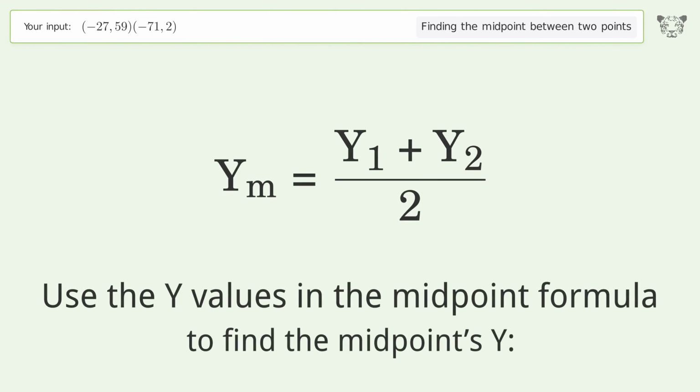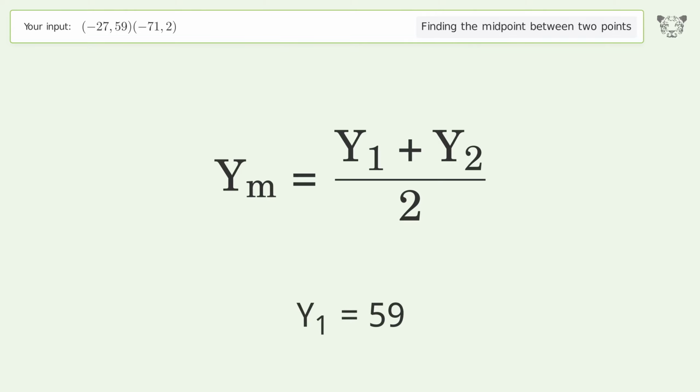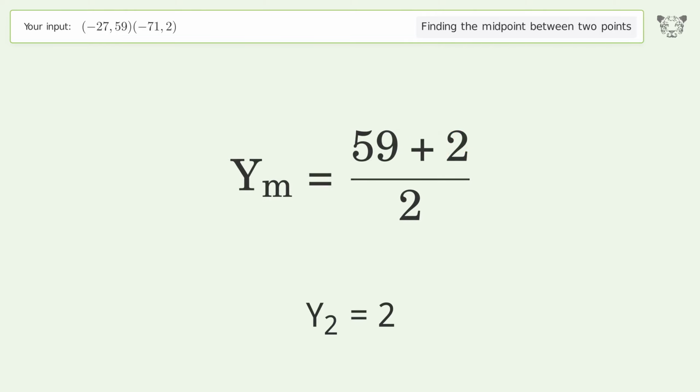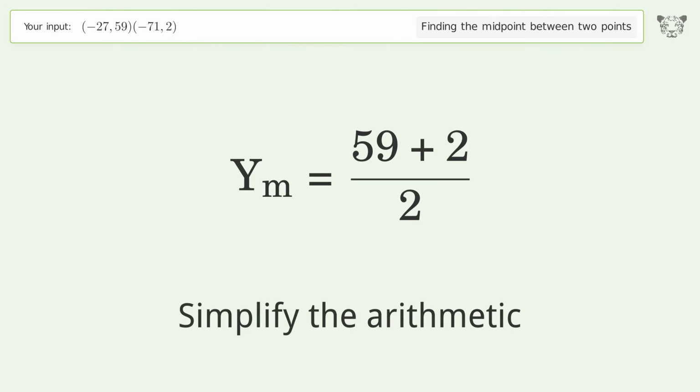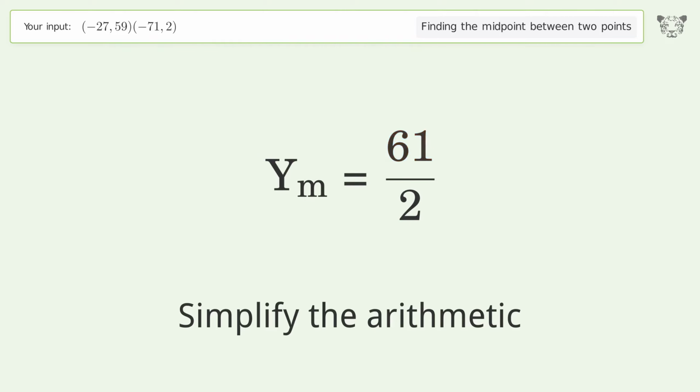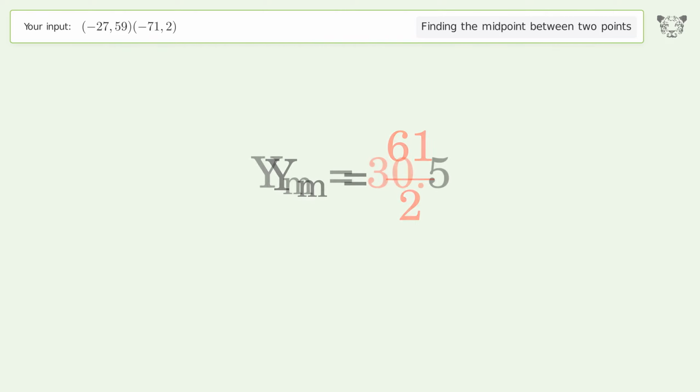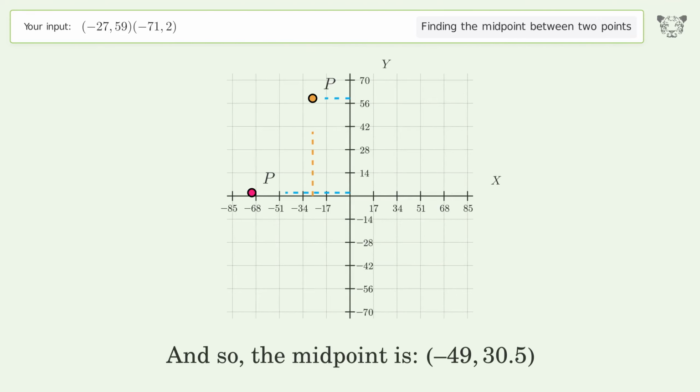Use the y values in the midpoint formula to find the midpoint's y. y1 equals 59. y2 equals 2. Simplify the arithmetic. And so, the midpoint is negative 49, 30.5.